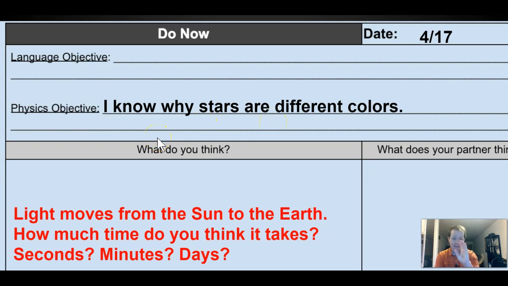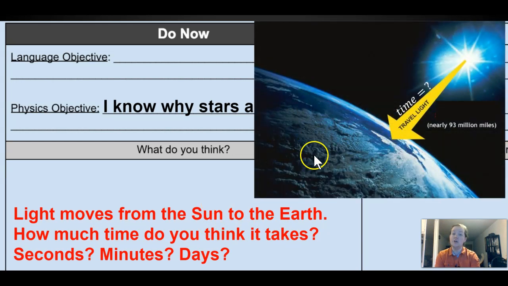Mr. Thrasher has a "what do you think?" And it says light moves from the sun to the earth. How much time do you think it takes for that light to go from the sun to the earth? So here is Earth, right? Maybe here's San Mateo. Here's the sun. Light is created by the sun and it travels to the earth.